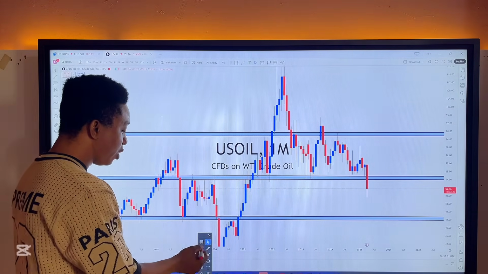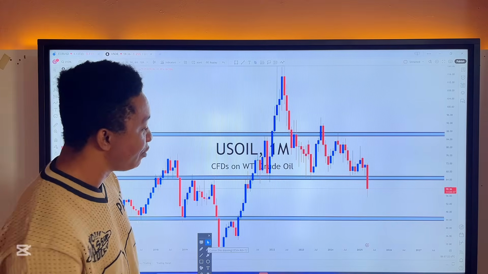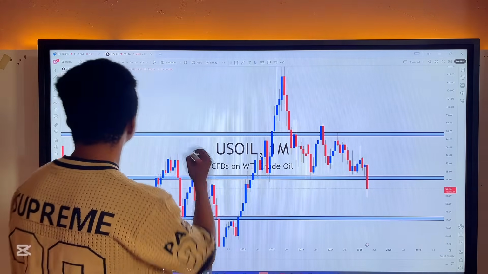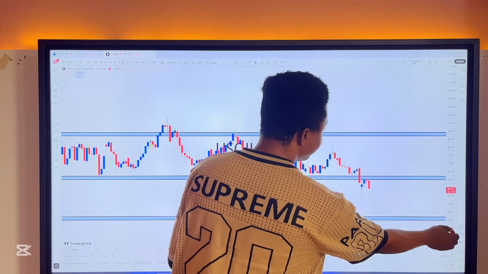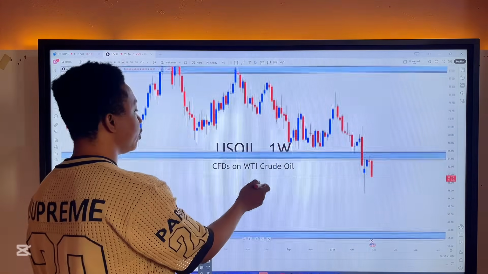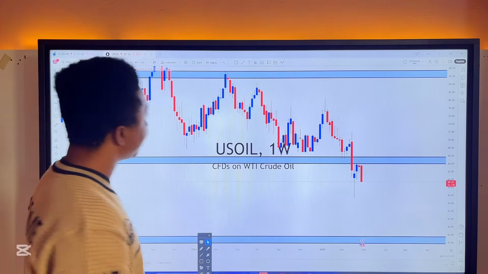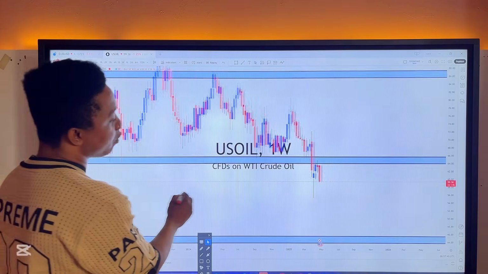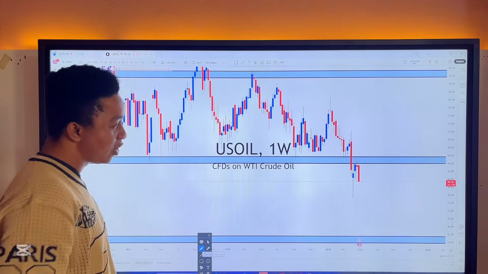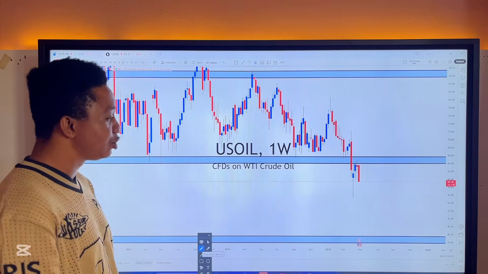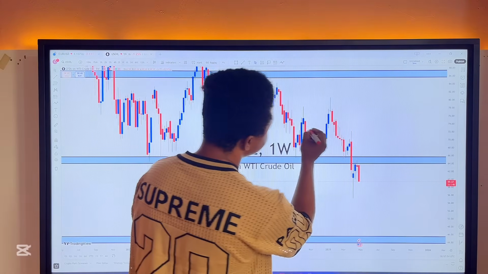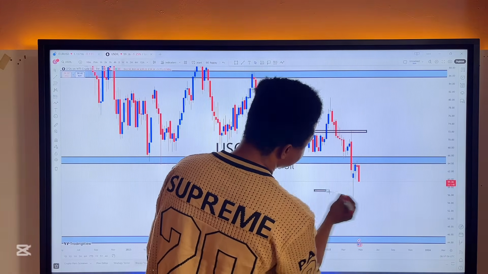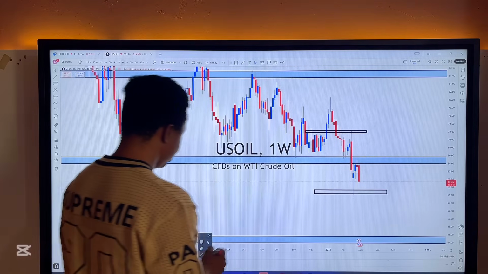So US oil, I'm going to take it further to a weekly time frame where I can add more details to this analysis. Alright, so this is also the weekly time frame of US oil. Let's put meaning into it. Now US oil on the weekly time frame, what else do we see over here? On the weekly, we are seeing a downtrend. Where is the downtrend? Let's try to understand a downtrend over here. We saw this level and then that level here.